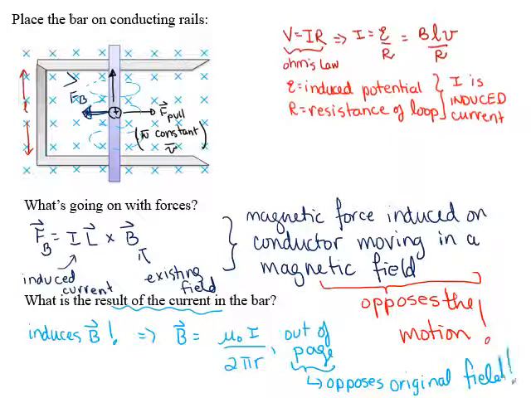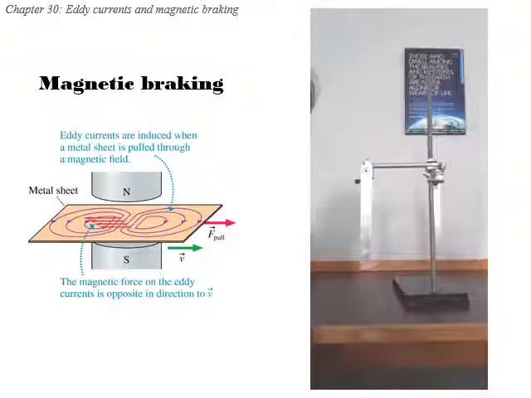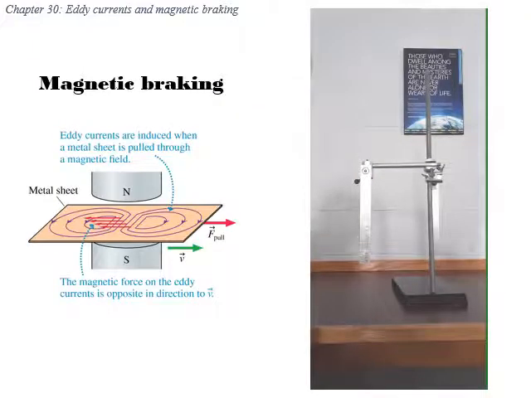So all this magnetic field stuff is actually kind of cool and interesting and neat. I think this is awesome. So all you have to do is slide that bar along. All of a sudden you get current, you get braking, and you get new magnetic fields. This is a demo of magnetic braking.